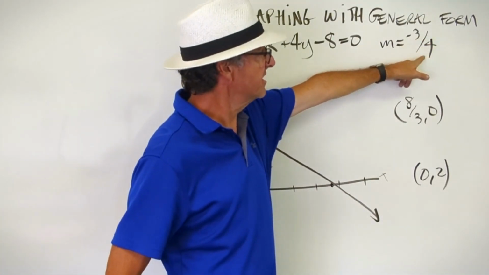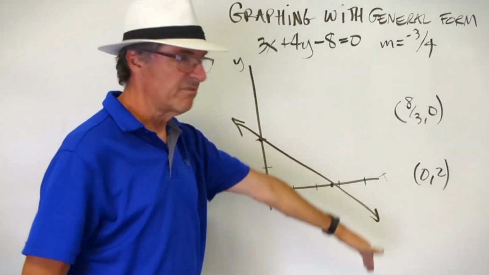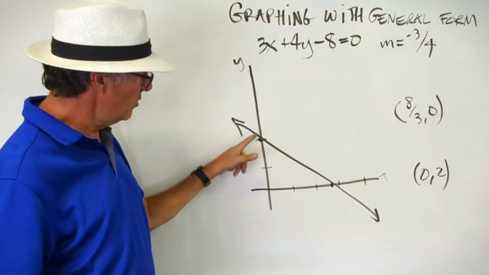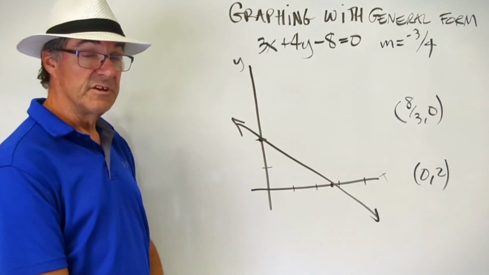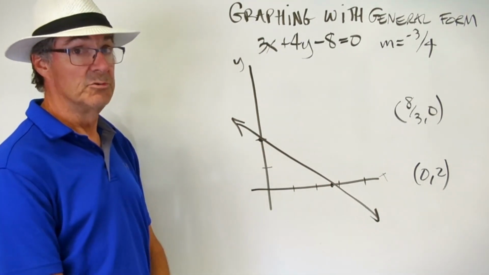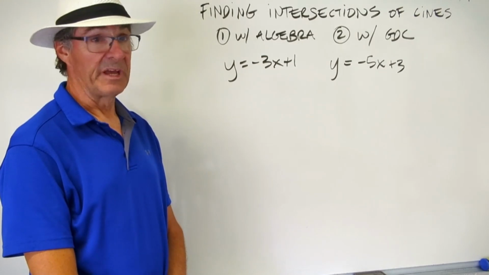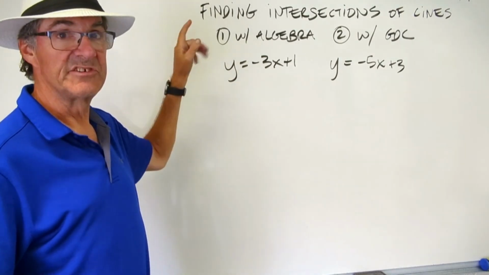Our slope is -3/4. We are indeed going down to the right, so I think we're good to go. If you wanted to count out on your graph to confirm that that slope is correct, you would find that it was. One last topic, finding intersections of lines.